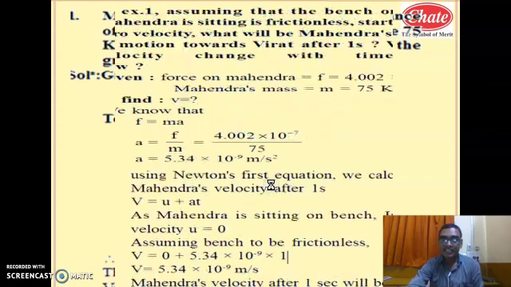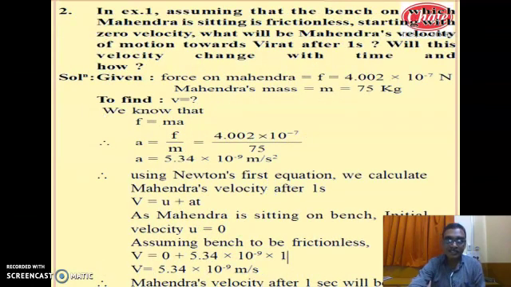Let us see the next question based on the same concept or same problem. In example 1, assuming that the bench on which Mahendra is sitting is frictionless, that is, the surface on which Mahendra and Virat sat is frictionless, starting with 0 velocity, meaning initial velocity 0, what will be Mahendra's velocity of motion toward Virat after 1 second?